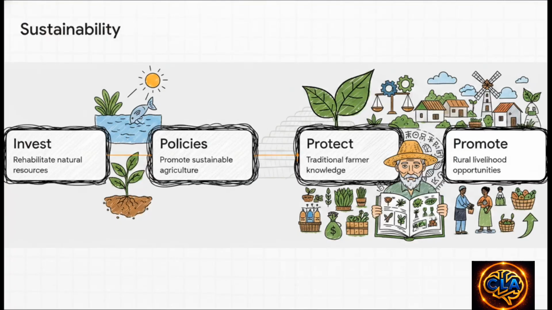Okay, we've seen the sheer fragility of our forests, our super narrow agricultural base, and the absolute scarcity of accessible freshwater. If we want to preserve this natural capital, there are 4 steps that are just non-negotiable. 1, massive investment in natural resource rehabilitation. 2, adopting macroeconomic and agricultural policies that actually reward sustainability over just chasing high yields. 3, culturally and legally protecting traditional farmer knowledge. And 4, promoting rural livelihood opportunities, because at the end of the day, poverty directly drives resource overexploitation.